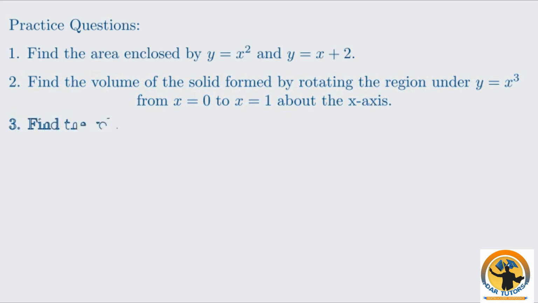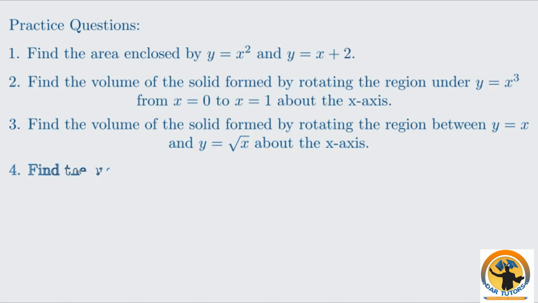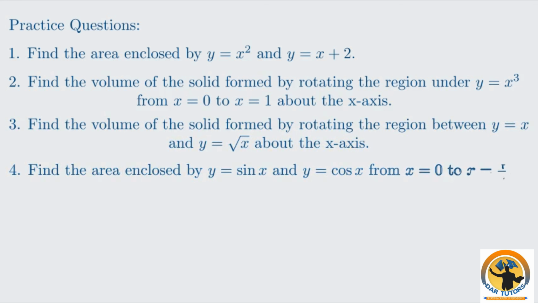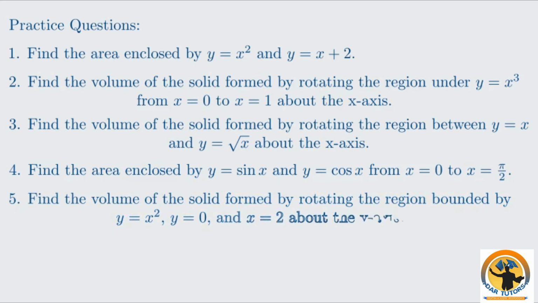Question 3. Find the volume of the solid formed by rotating the region between y equals x and y equals the square root of x about the x-axis. Question 4. Find the area enclosed by the curves y equals sine x and y equals cosine x from x equals 0 to x equals pi over 2. Question 5. Find the volume of the solid formed by rotating the region bounded by y equals x squared, y equals 0, and x equals 2 about the y-axis.